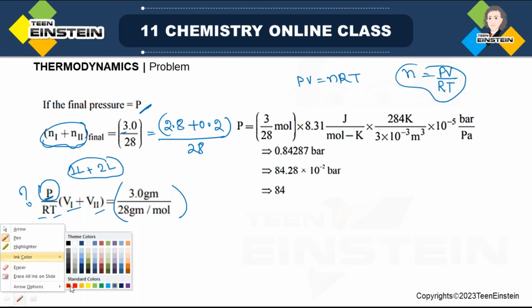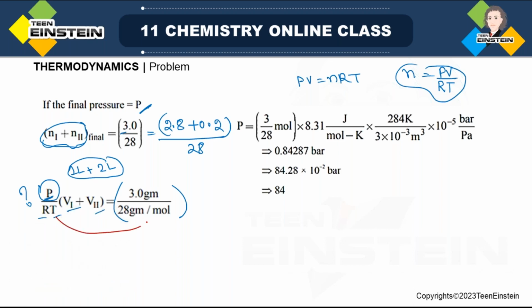And also you have to take care about the units. So P is equal to, just take R this side, V this side. So 3 by 28, this quantity is number of moles, N1 plus N2. Next, R value 8.31, unit is joule per mole per Kelvin, but here we have written it in this way. Then temperature 284 Kelvin. And volume is in the denominator.